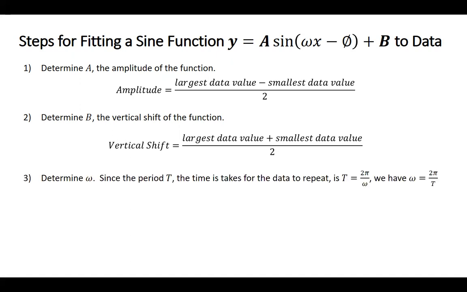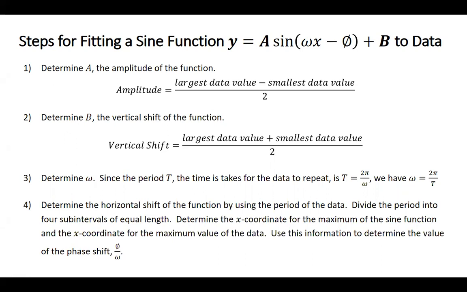Then determine omega. Since the period T, the time it takes for the data to repeat, is T equal to 2 pi over omega, we have omega is equal to 2 pi over T. So all we did was solve T equal to 2 pi over omega for omega. So 2 pi over T. We look at it and say, well, what's the period? And we take 2 pi divided by that, which is going to give us omega.